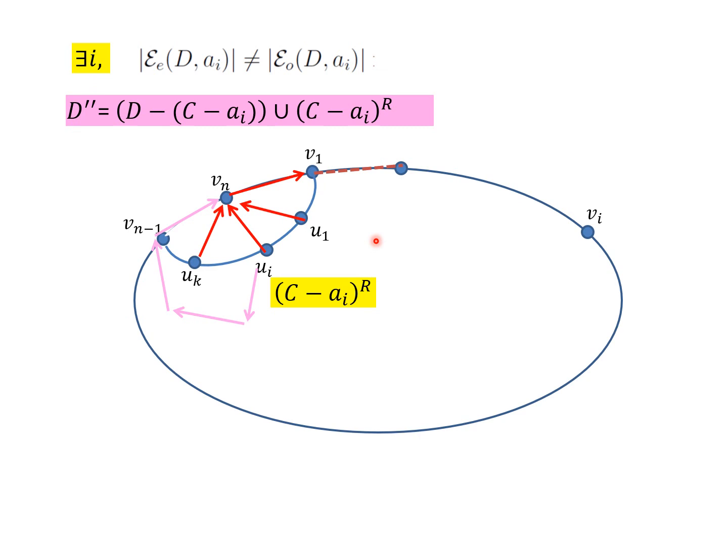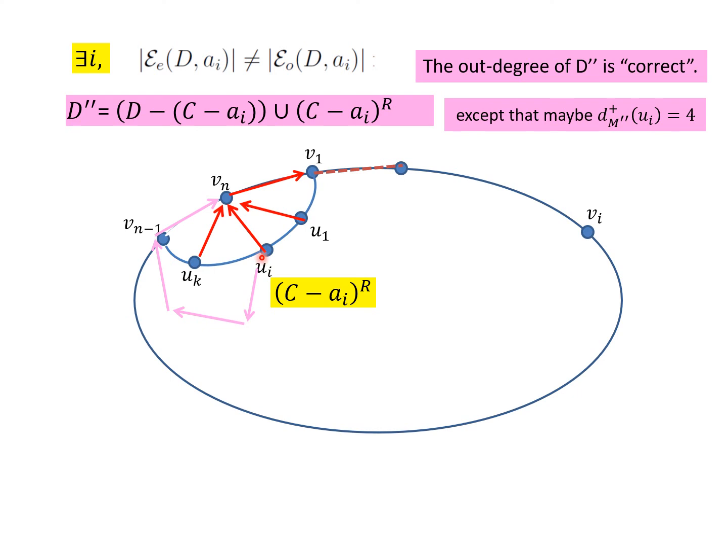Okay, but the out degree may go wrong. What could go wrong? The out degree of every vertex is correct except this vertex. This vertex could be 4. If the out degree of this vertex is at most 3, then we're done because this is an interior vertex, and we just need to make sure the out degree of this vertex is at most 3. And if it is 4, it means that originally in this D prime, this vertex has out degree 2, right? 2 plus these 2 new outgoing edges is 4.